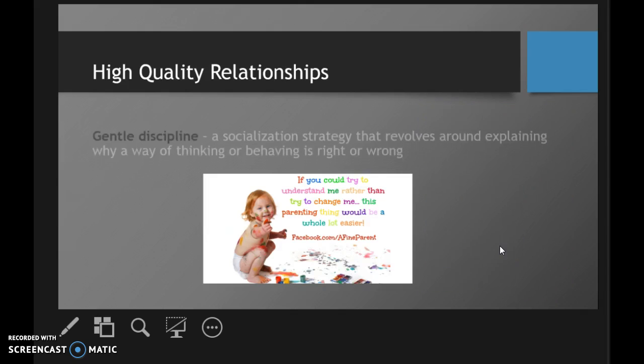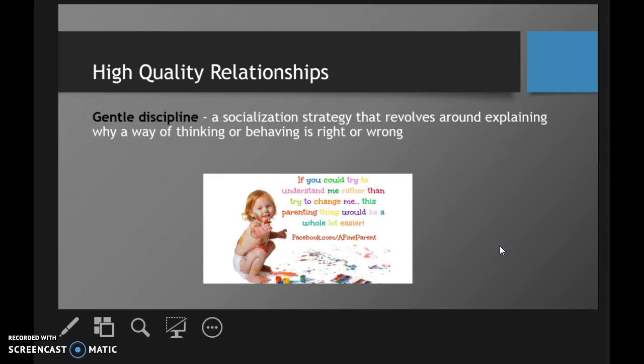The last category of high quality relationships is gentle discipline, and this might be one you can associate with, but it's a socialization strategy that involves explaining why a particular way of thinking or behaving is right or wrong. It's really the opposite of power assertion, which we'll get to a little bit later. But having a conversation to draw attention to a hurtful effect that a student's misbehavior had on others, or it's a two-way problem-solving effort where it's like, stop, ask more, why did I act that way?